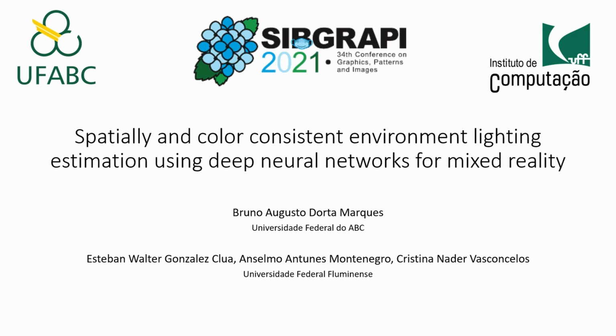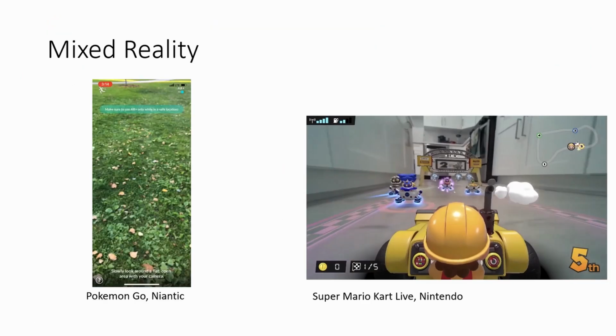In this context, we have very little information about the scene and we don't have the ability to go around and measure the lighting in the scene. So I'm going to talk about how to use deep learning to estimate this information instead.